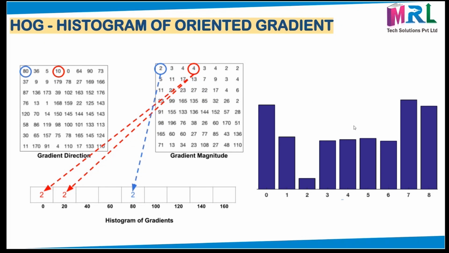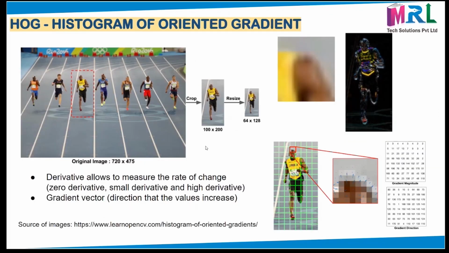I will tell you what a histogram is. So how will this histogram be created? For example, if you take this 80, 80 is the first pixel, at the top of the pixels.